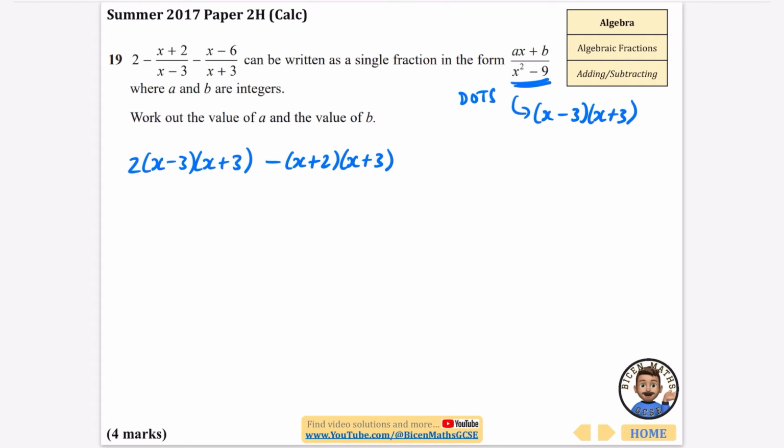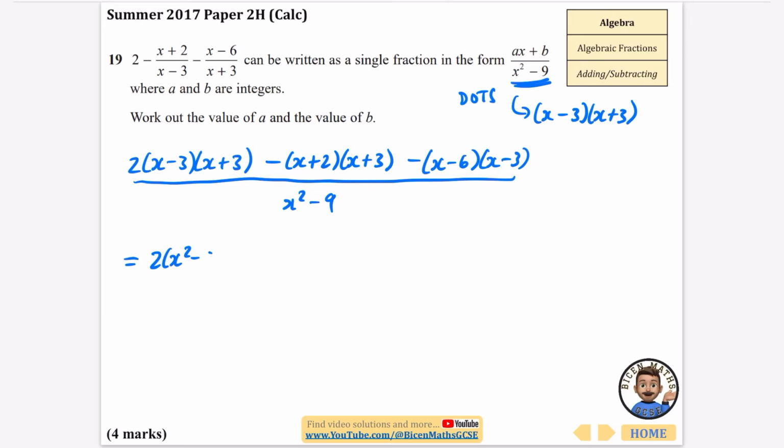And the minus x minus 6, make sure that you leave the minus there, has already been multiplied by an x plus 3, so it needs to be multiplied by an x minus 3, and all of those are going to share the common denominator of x squared minus 9. Now I'm just going to keep doing this on the next line so that I've got more space. We know that x minus 3, x plus 3 is the same as x squared minus 9, so that's 2 lots of x squared minus 9.